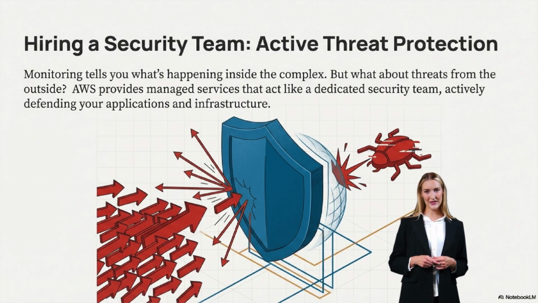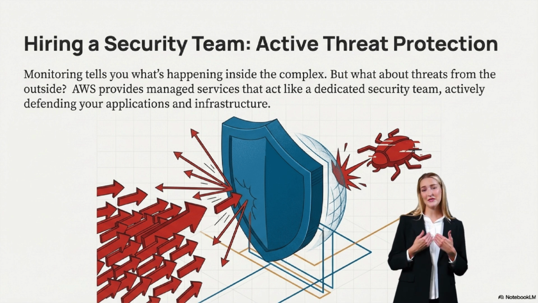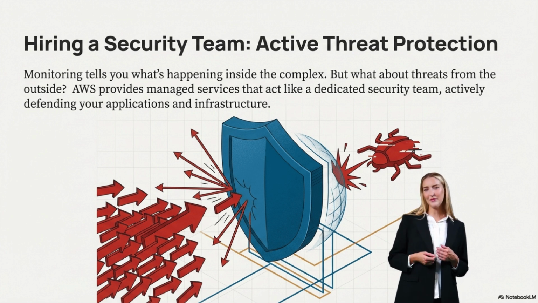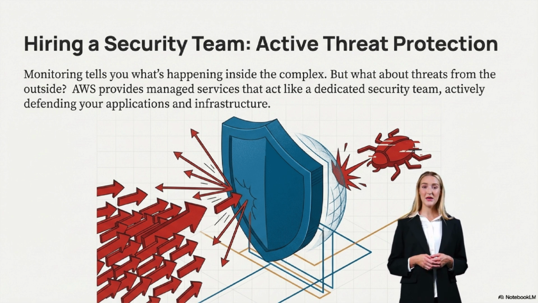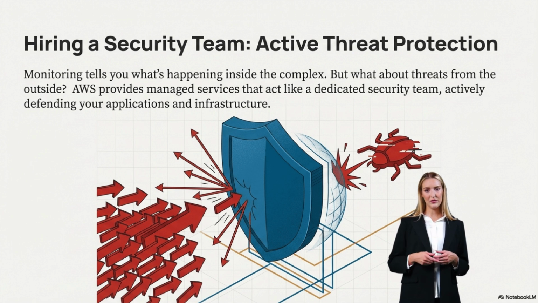Monitoring tells you what is happening inside your complex, but what about threats from the outside? AWS provides managed services that act like a dedicated security team, actively defending your applications and infrastructure. In our apartment analogy, these services are the professional guards patrolling the perimeter. You don't have to hire and train them yourself. AWS provides them as specialized services that work 24/7 to block attackers before they can even reach your front door. This allows you to focus on your business, while AWS handles the sophisticated defense against external threats.